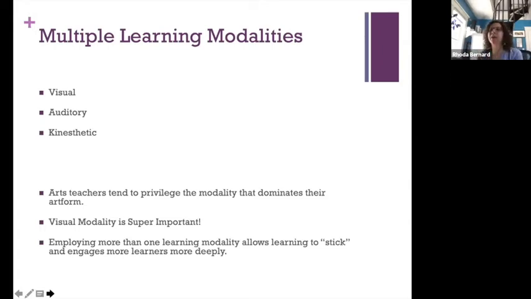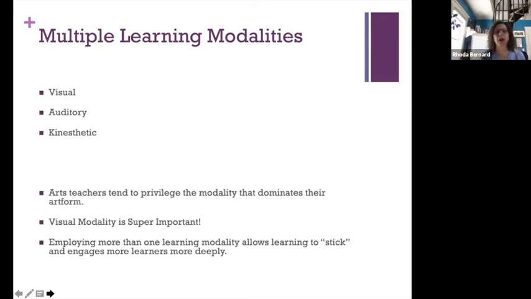I have learned in my work over the years that arts teachers tend to privilege the modality that dominates their art form. So all of the art forms are multimodal, but they all also have a dominant modality, right? Visual arts has a dominant modality of the visual. Music has a dominant modality of the auditory. The other modalities are engaged for sure, but the auditory modality dominates. Arts teachers tend to privilege that dominant modality.